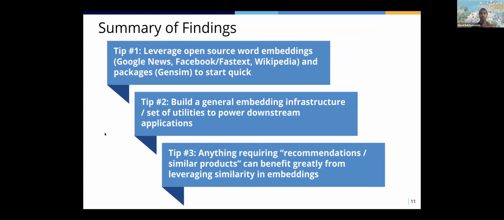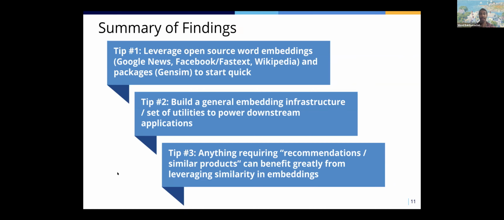And then two, one thing we found that was really powerful was building a general embedding infrastructure. So building a general database of these word to vector embedding data sets that any data scientist at Coursera can draw upon, because this really powers a lot of downstream applications and allows people to come up with new applications that you may not have thought of before.